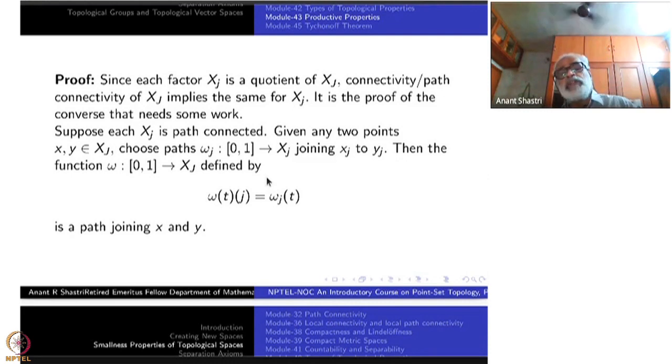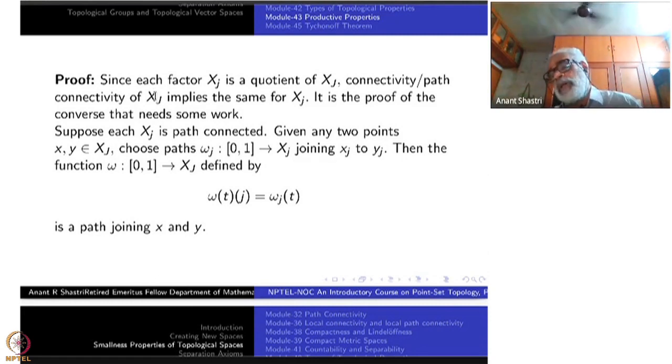We have verified a function is continuous if and only if all its coordinate functions are continuous. So this is continuous. When you put t equal to 0, this will give you omega_j(0), which is x_j. T equal to 1 will give you y_j, for each j. That means omega_t(0) is x and omega_t(1) is y. So it's a path joining x and y. That proves the product is path connected.